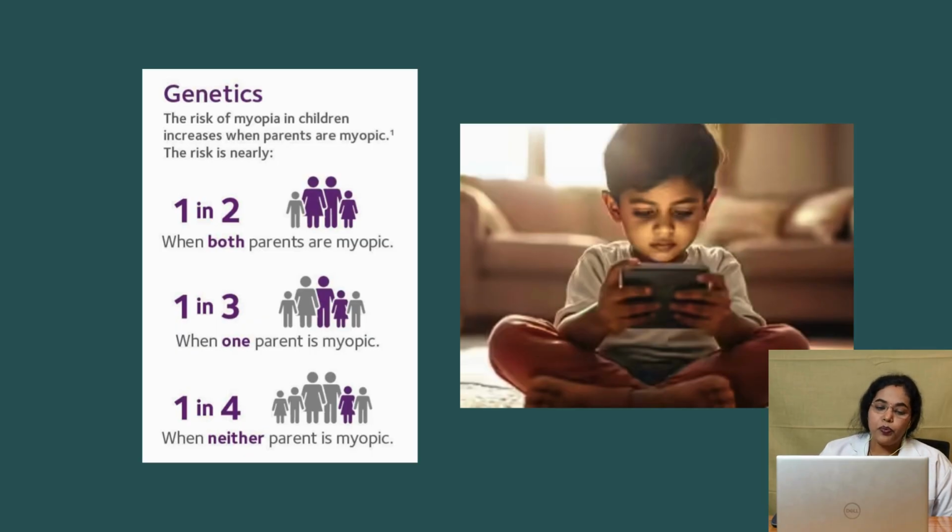Myopia was there previously, it is there now, and it is going to be there in future, but in greater numbers. The global study says that by 2050, 50% of the world population is going to be myopic, and most of those affected would be children. Scary, right? I'm not scaring you, I'm just informing you. This is how the statistics look.